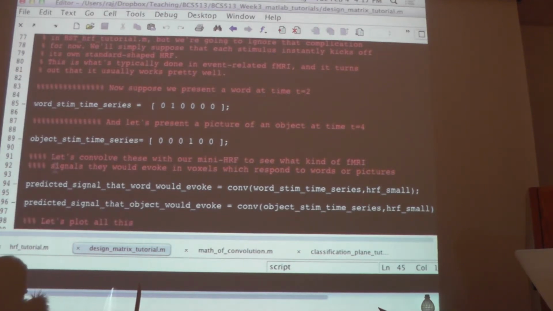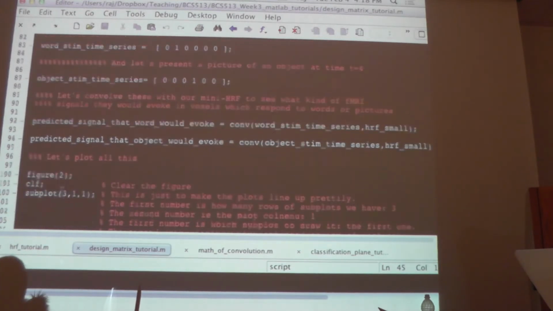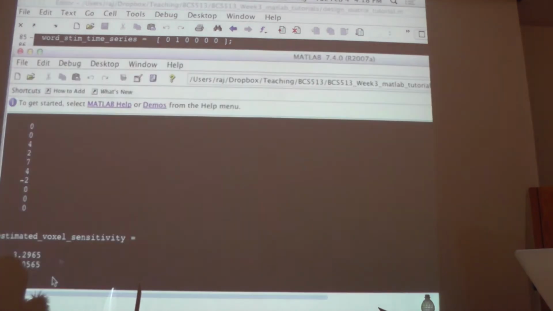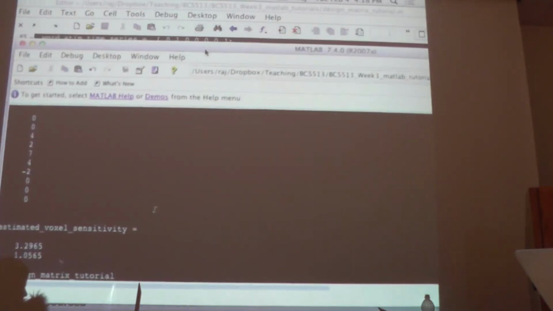As well as being just a cartoon explanation, this is implemented in Matlab, and it's actually literally doing the convolution and making the predicted signal. I'm not going to go through all the copying and pasting here, because I just ran the whole thing by typing in the name of the script without the .m at the end. If I just type in design matrix tutorial and run it, it just flashes up everything at once.